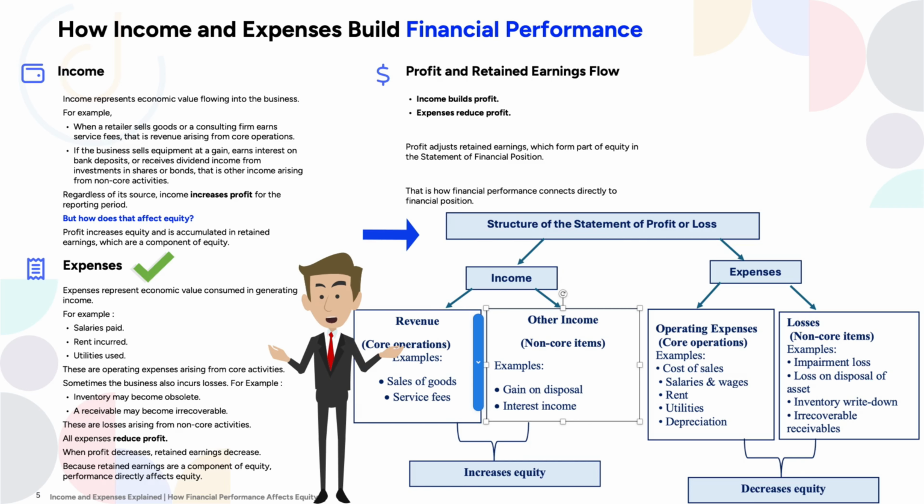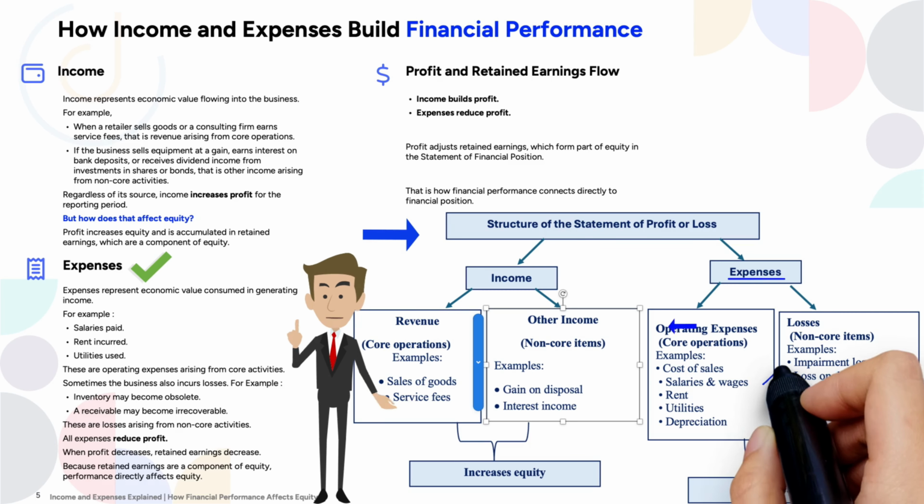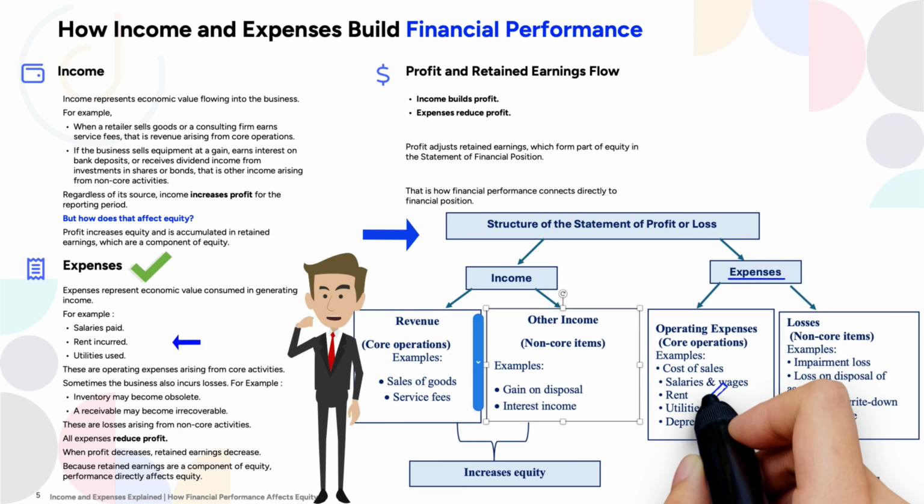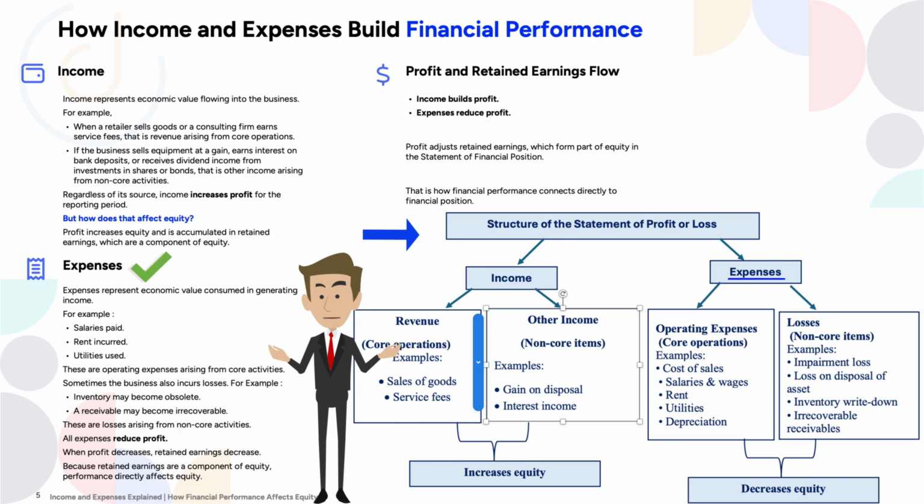Now consider expenses. Expenses represent economic value consumed in generating income. For example, salaries paid, rent incurred, utilities used. These are operating expenses arising from core activities. Sometimes the business also incurs losses. For example, inventory may become obsolete. A receivable may become irrecoverable. These are examples of losses arising from non-core activities and are included in expenses.